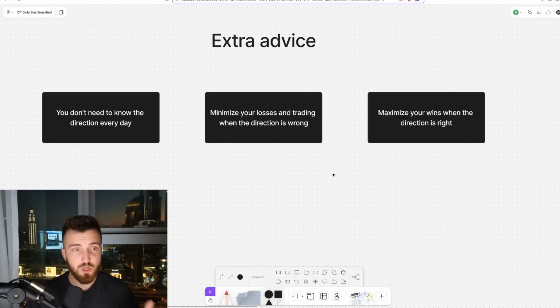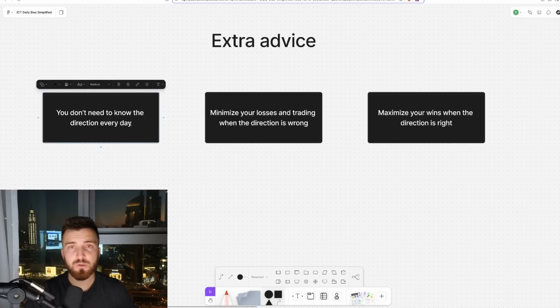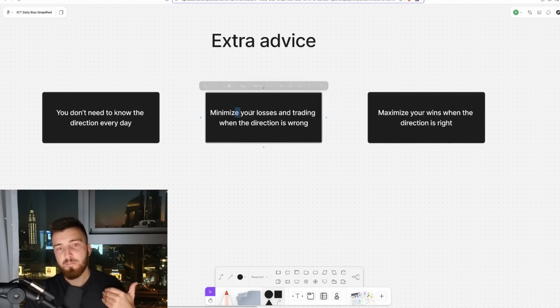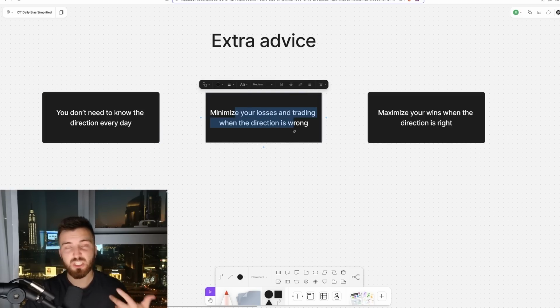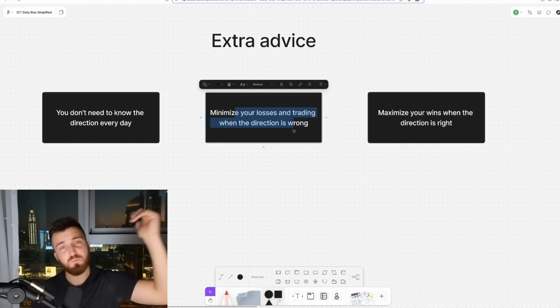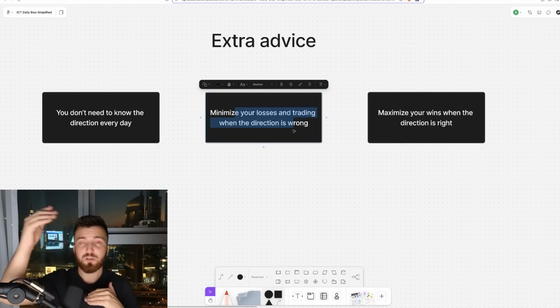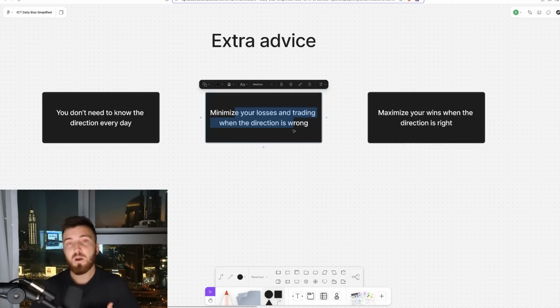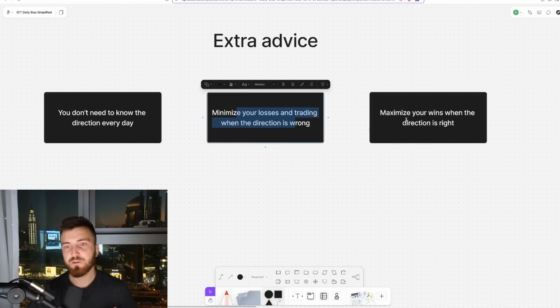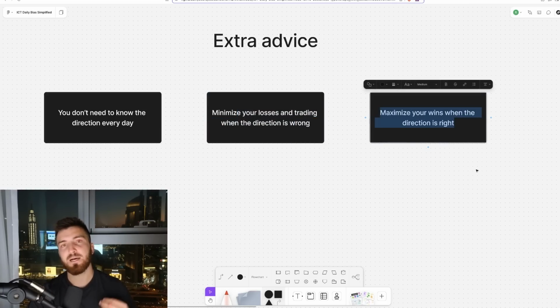So for me, it's all about not having to know the direction every single day. If I don't know the direction, then I simply will not trade. Minimize my losses when the direction is wrong, which means wait for extra confirmation if you see that the market is moving extremely bearish and your daily bias is bullish. But when you see that the market is moving in your favor, then make sure to maximize your wins.